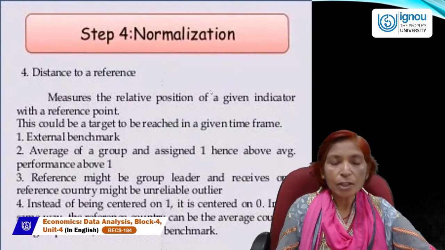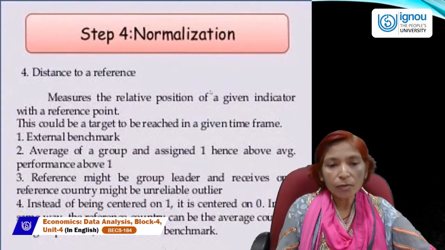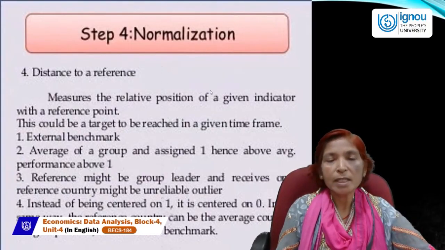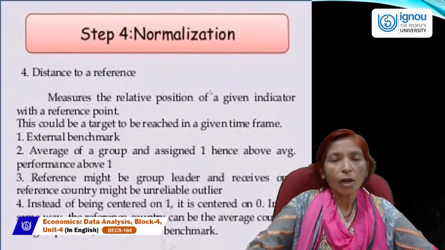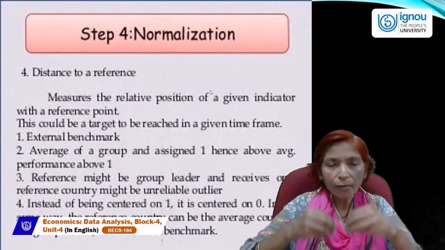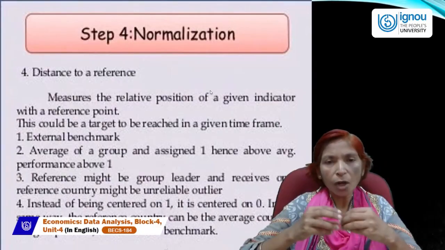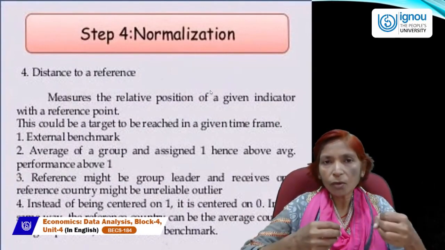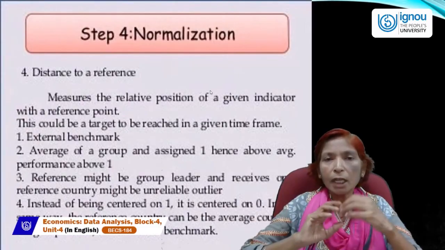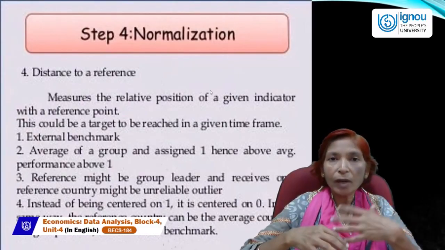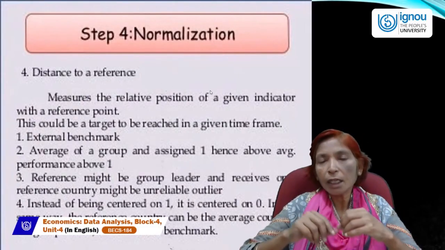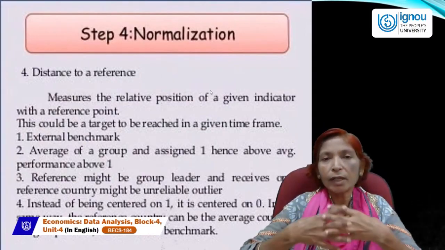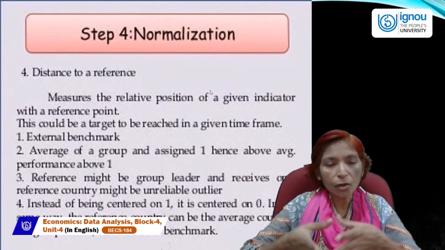It's an external benchmark. It's the average of a group and assigned one. Hence, above average performance is called above one. Normalization means you have to fix some normal value, either it may be 0 or 1. If the value is 0, it means there is no inequality. And if the value is 1, it means there is high inequality between the different countries or different regions or different districts or groups.